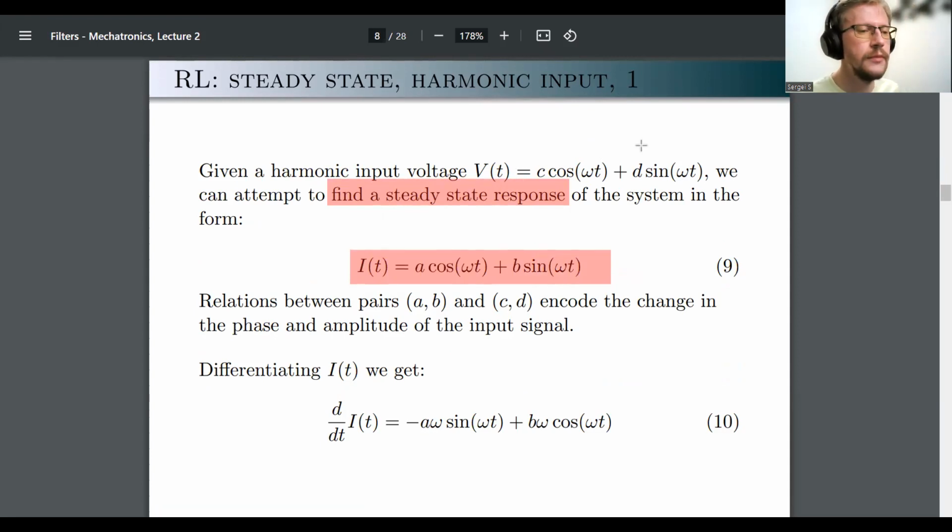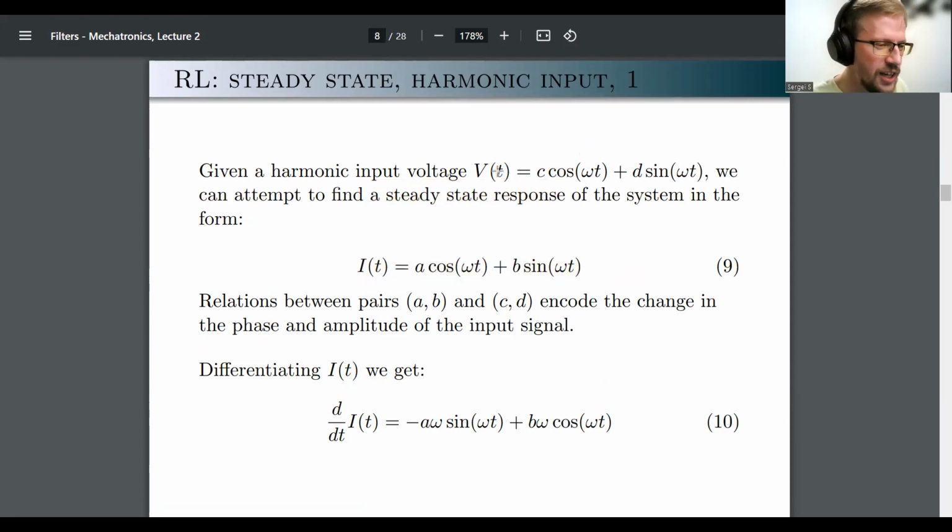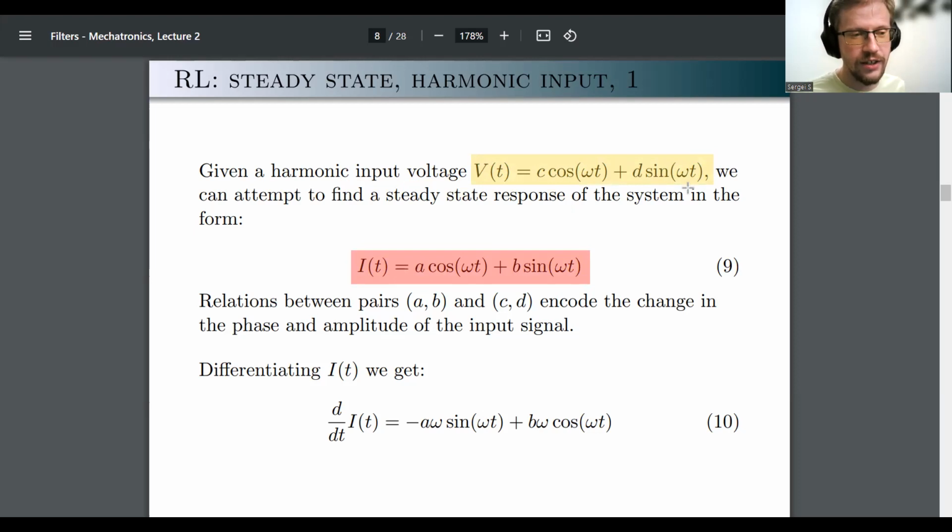Okay. What am I doing? Let me bring it to your attention. So the input looks like a harmonic function. A harmonic function is characterized by frequency, amplitude, and phase.